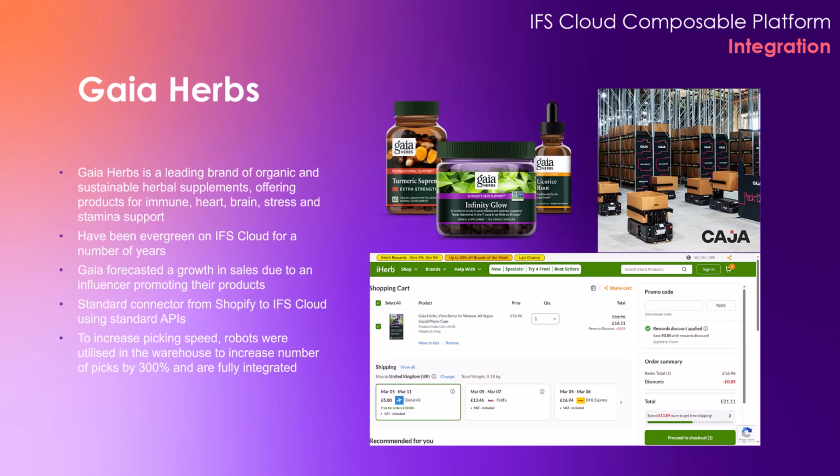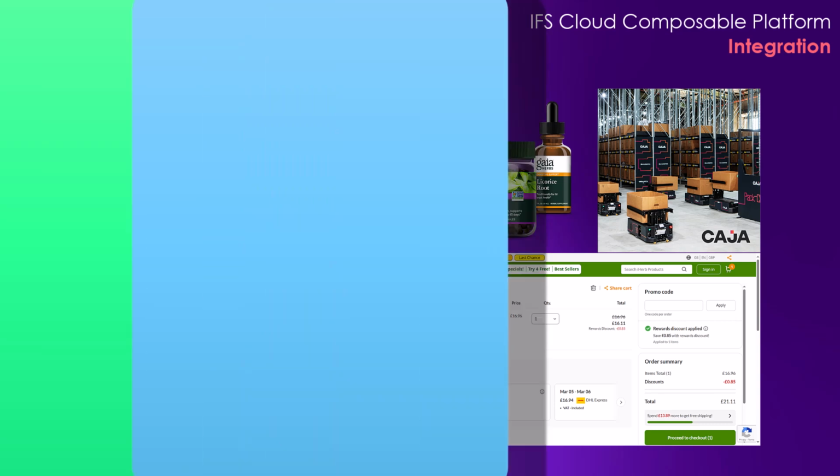One example of where a customer has utilized the openness of IFS Cloud is a leading grower and producer of organic herbs and herbal products in the US called Gaia Herbs. Based on a forecasted increase in demand due to increased marketing activities, they implemented a robotics solution in their warehouse to increase efficiency using our standard APIs. In addition to this, a standard connection to Shopify is used to handle consumer orders.